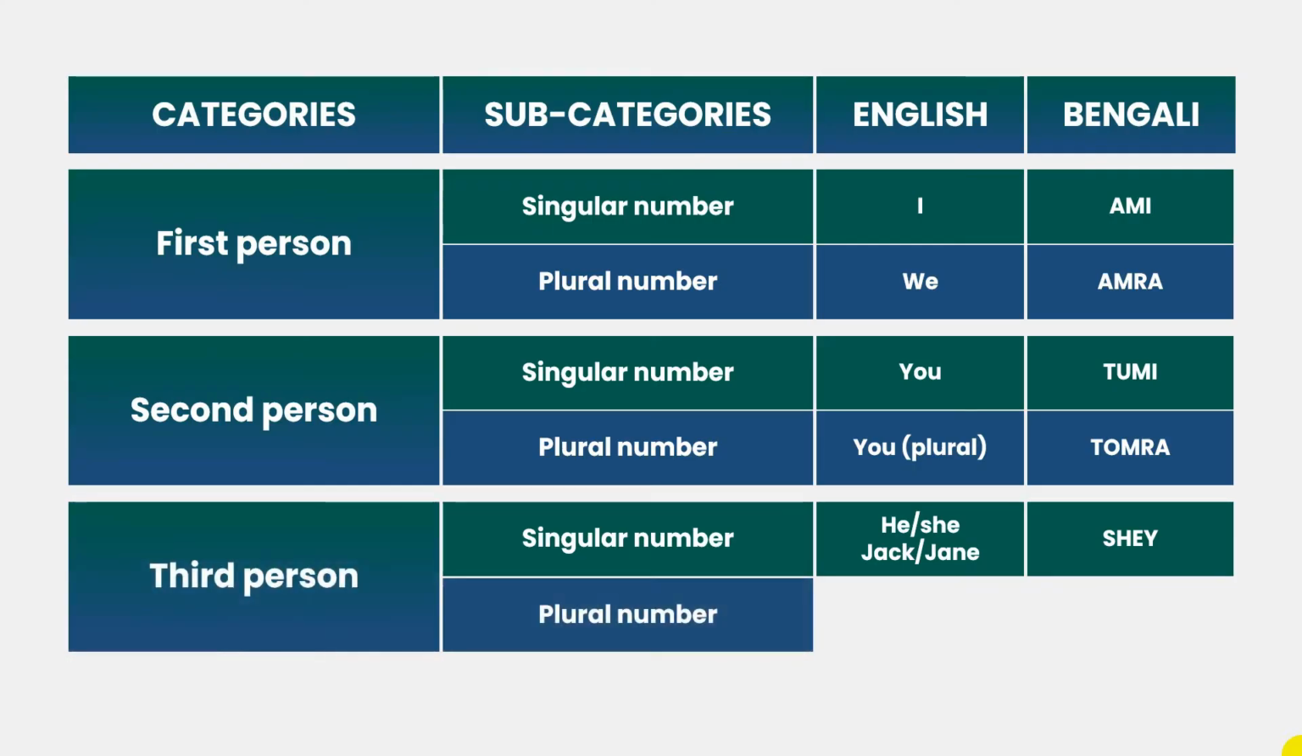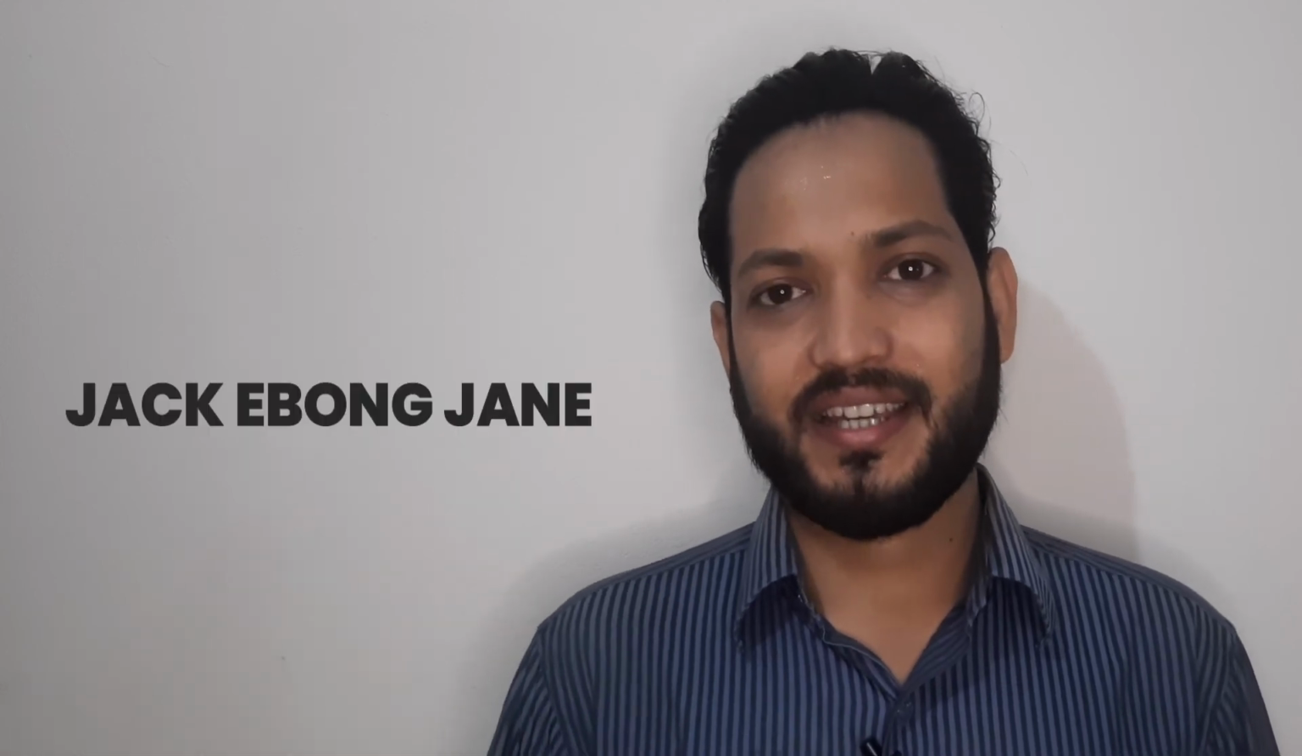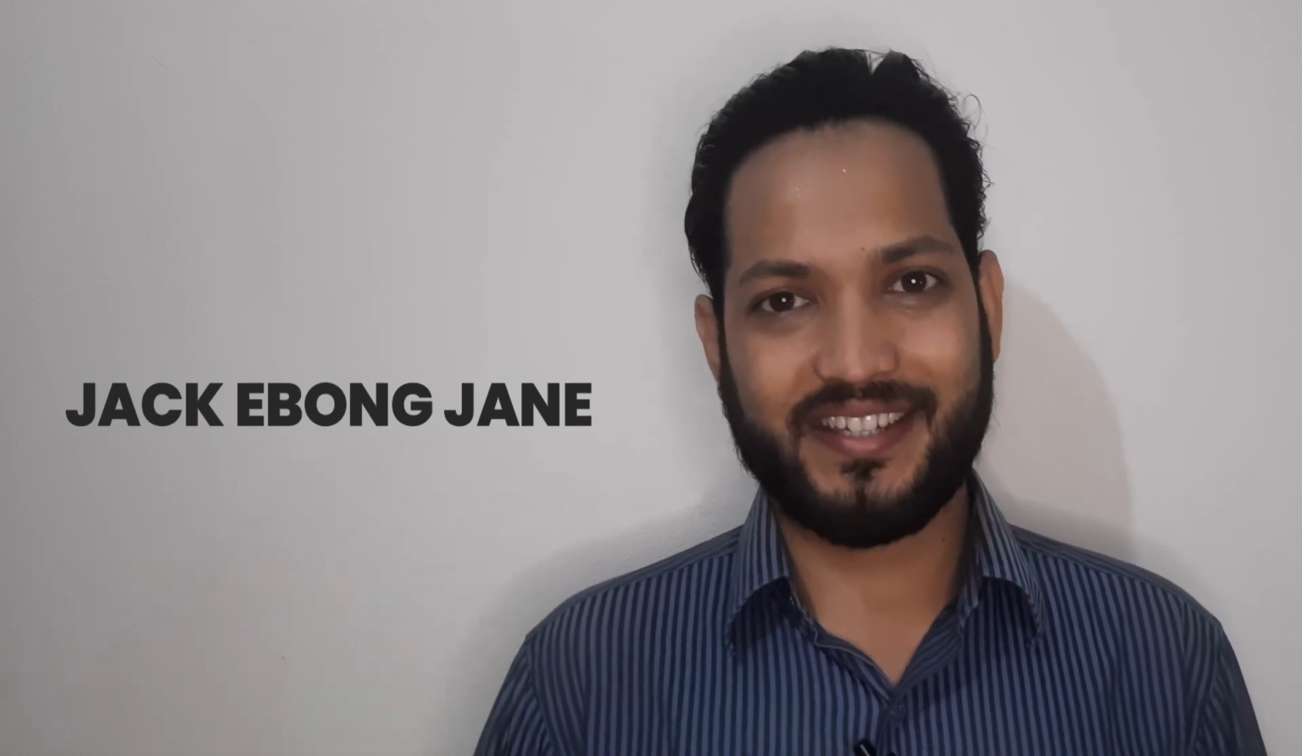Third person plural number, they. In Bangla we say tara, tara. We can also say Jack and Jane. In Bangla we would say Jack ebong Jane. Connecting these two separate third person singular numbers with the conjunction and, Jack and Jane, Jack ebong Jane.